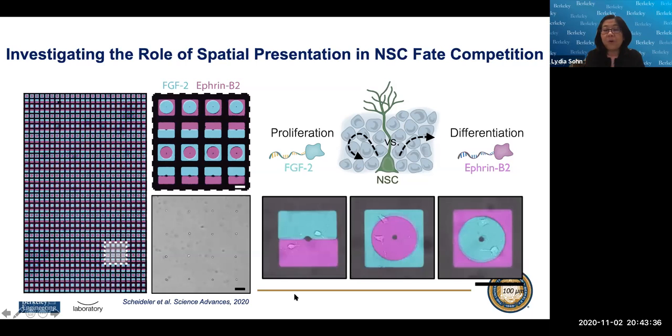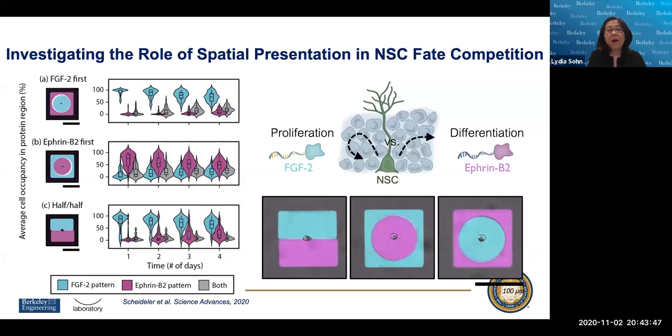Now, after 4 days, we fix the cells and then stain them for different markers. And what we found, either one, we found that the neural stem cells preferred FGF. They prefer to be in this area, and they prefer to essentially proliferate. Okay, and this was quite a surprise, but it was really nice to see.